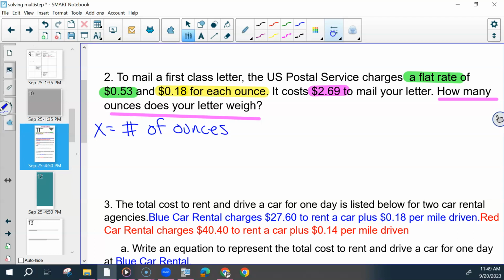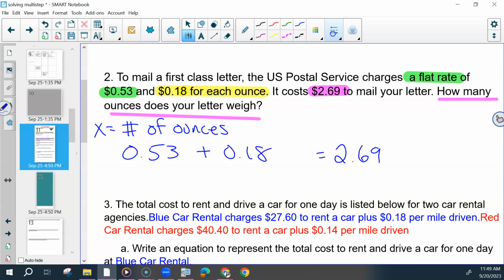Right. Once we have defined our variable, then we can start to piece together this equation. So we can start with the total, because we know that's what it's going to equal. And if we have a total, what operation are we using? Addition. Which means we're going to be adding these two things together.